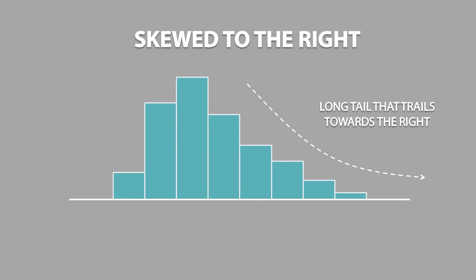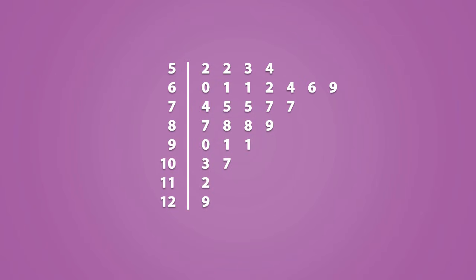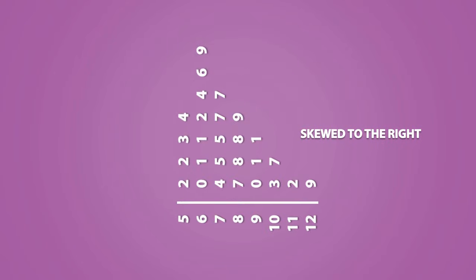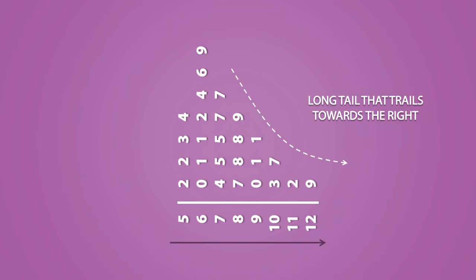The same thing can be applied to a stemplot. This stemplot would be skewed to the right. A good way to determine the skew of a stemplot is by flipping it onto its side. When you view the stemplot this way, you must make sure that the stems are positioned like a regular number line, where the lower number starts from the left and increases towards the right. We can see that there is a long tail that trails towards the right, so we can say that this distribution is skewed to the right.